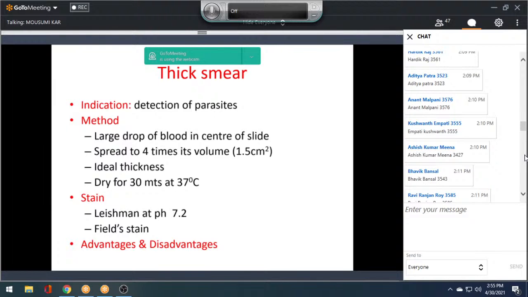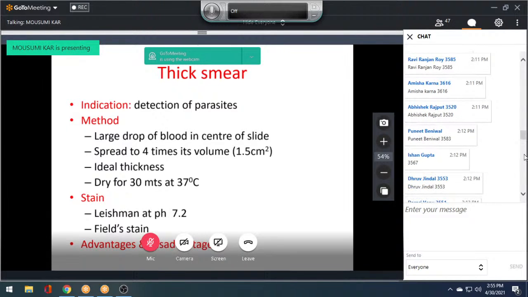So those are the two differences in staining of a thick smear and a thin smear. One is that pH 7.2 is preferred because the contrast is greater there, and you need to remove the hemoglobin so that you can pick out the intracellular parasite.